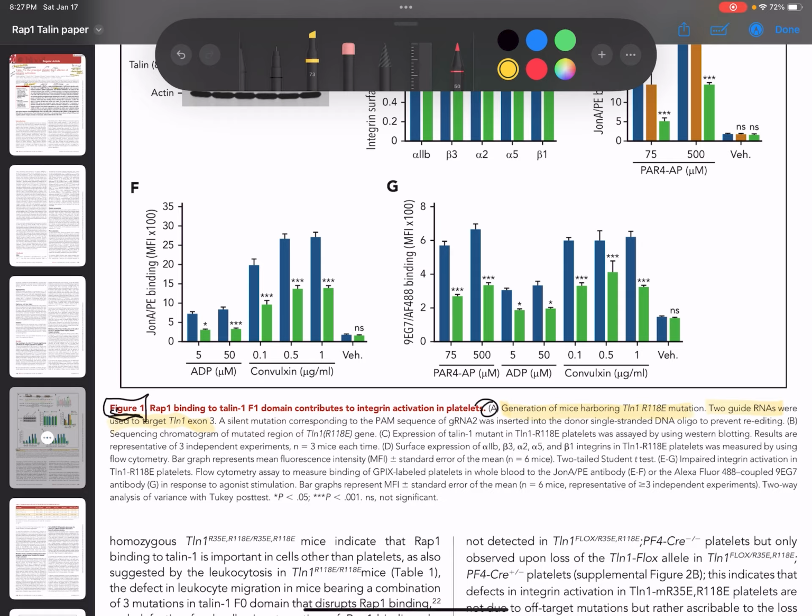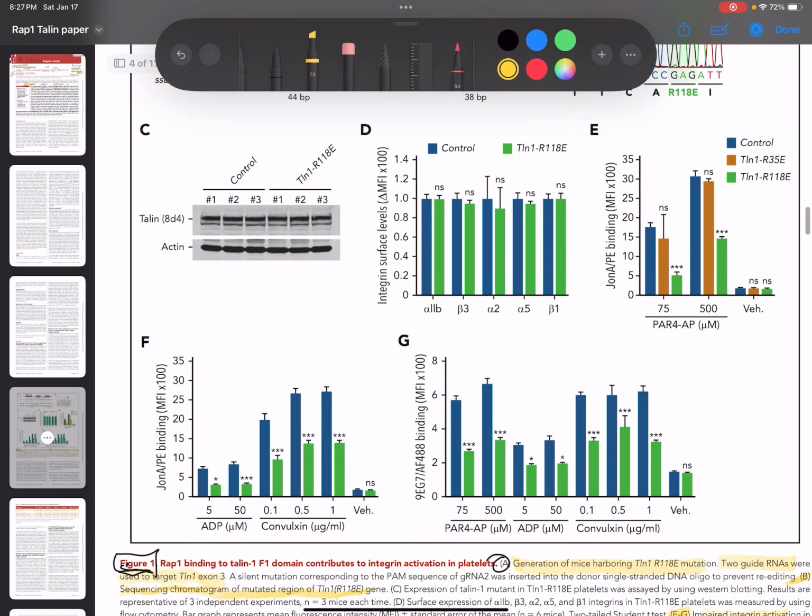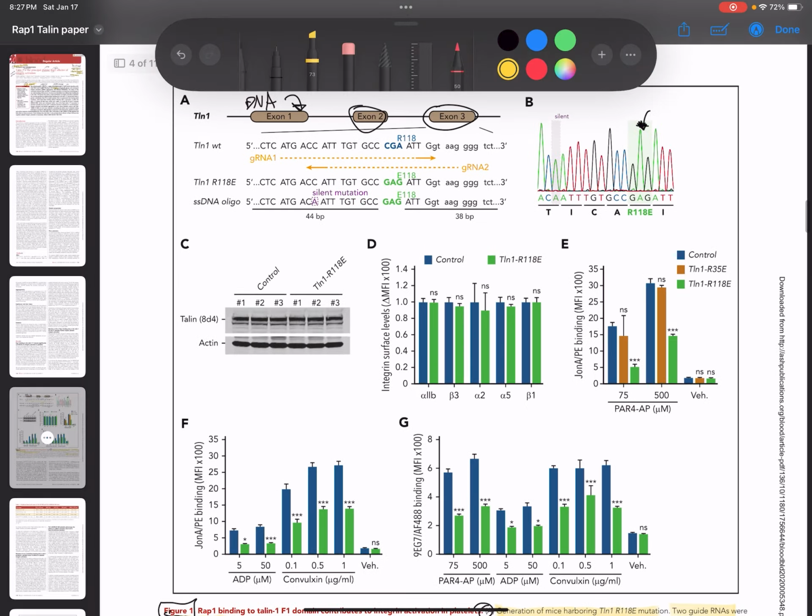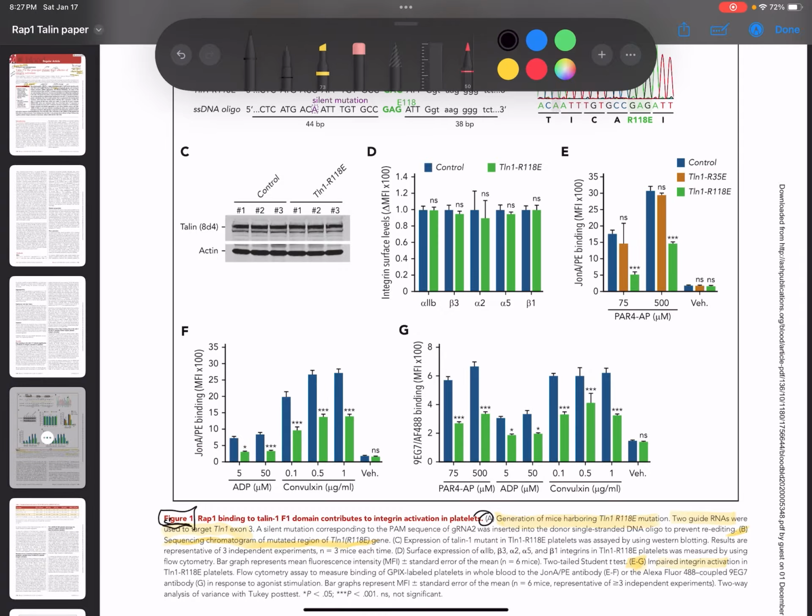Okay, and then if we want to know what B is, well, we look at B. Oh, this is sequencing of the mutated region, and so on. And then we can say, what the heck is E and G, and so on. And what I like to do is I will then write the same thing up there if I need. Sorry, I'm moving this around. But I will write that. So let's say this is E through G, impaired integrin activation.